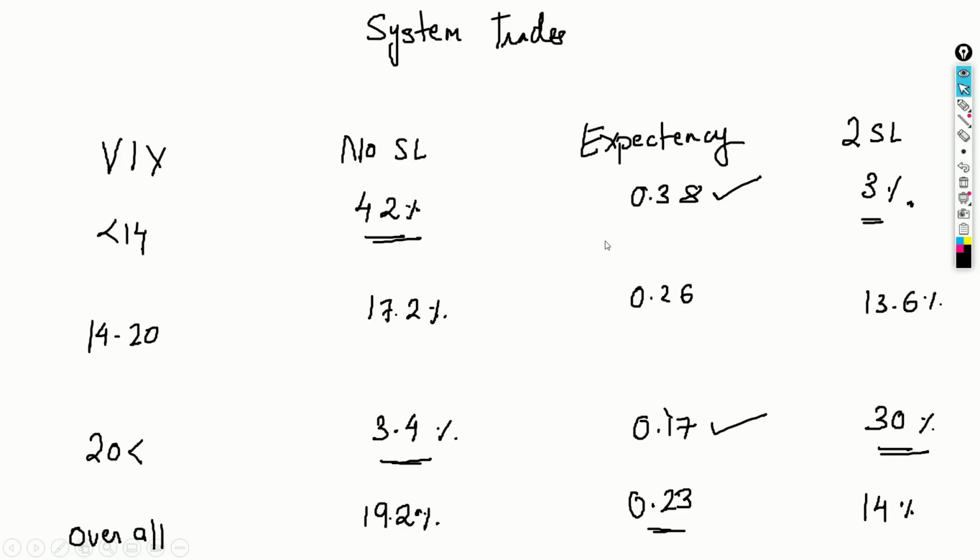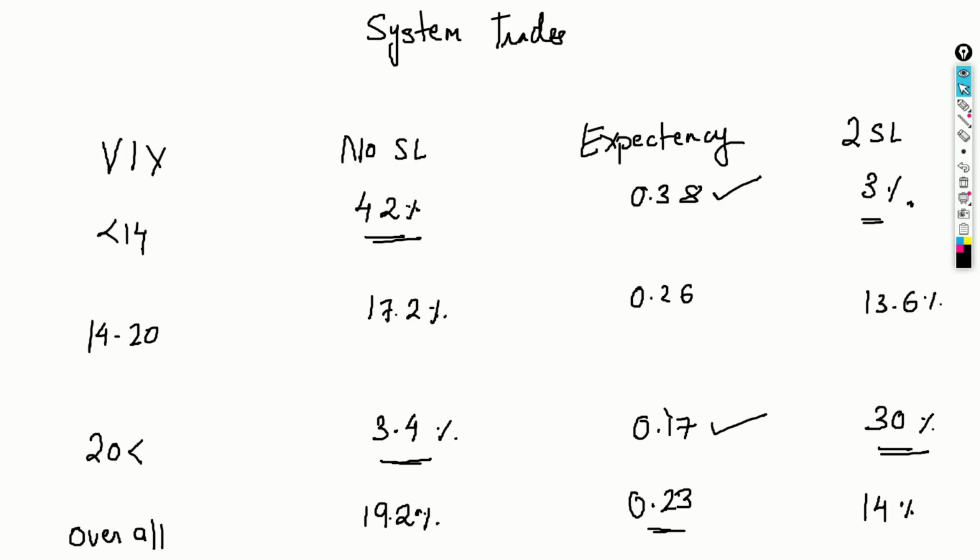The same thing actually reverses when the VIX becomes over 20. So here the chances of no stop loss being hit reduces to 3%, whereas the chances of both side stop losses being hit increases to 30%. So in this simple system based strategy, you can see that this is performing really well when the VIX is actually under 14. So even though the total premium we get when VIX is below 14 is very less, that is going to be more than enough to be very profitable.